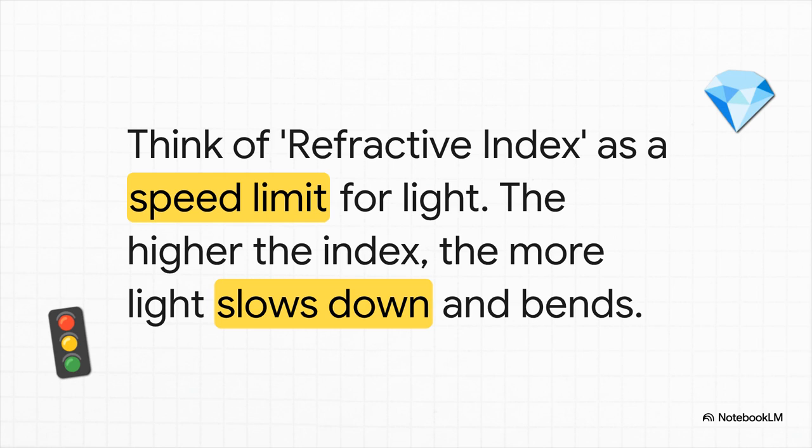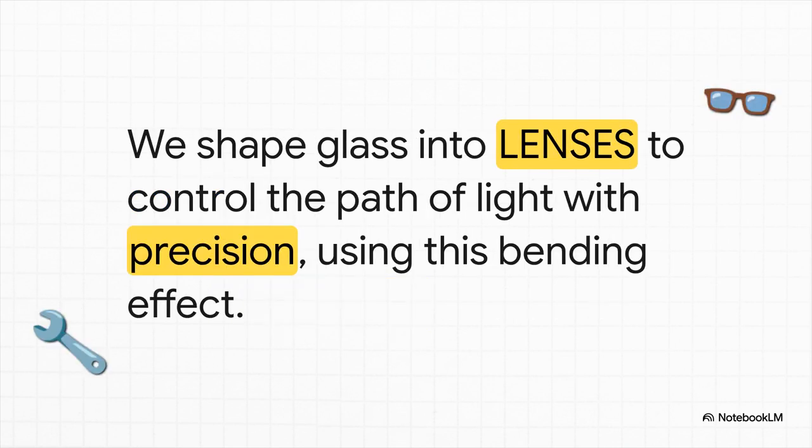Every material has one. Air has a really high speed limit, so light barely slows down. Water has a lower speed limit, and something like a diamond has a really strict speed limit. The higher that index, the more the material slows light down, and the more it's going to bend. And of course, once we figured this out, well, that's when things got really interesting.